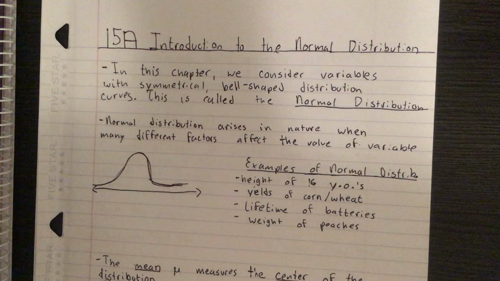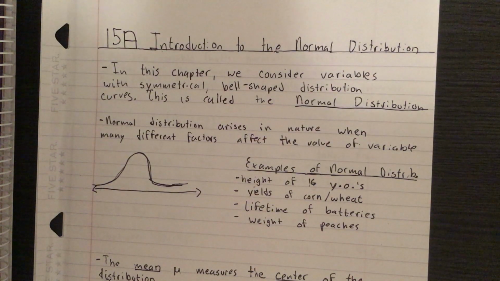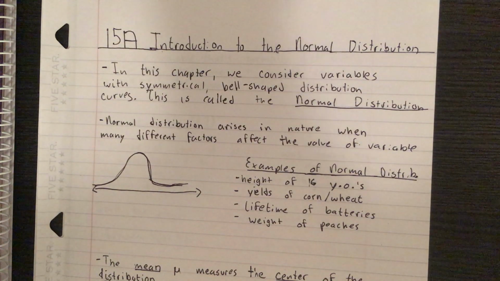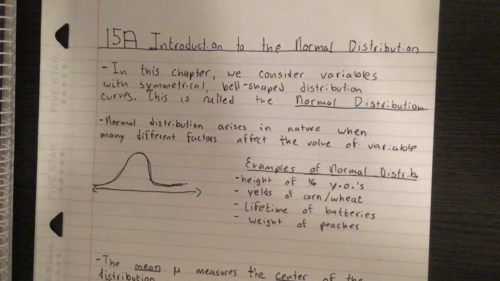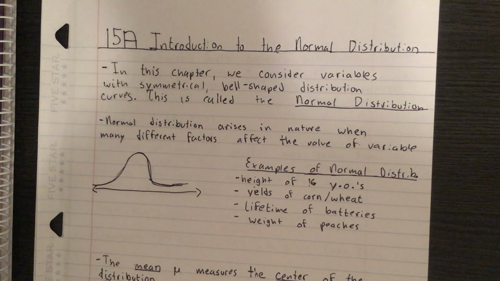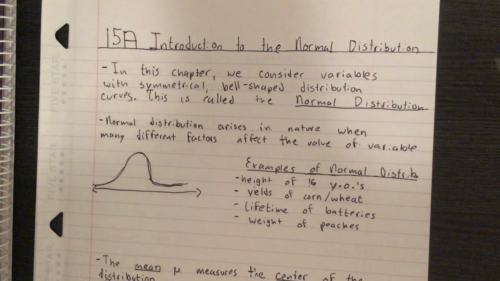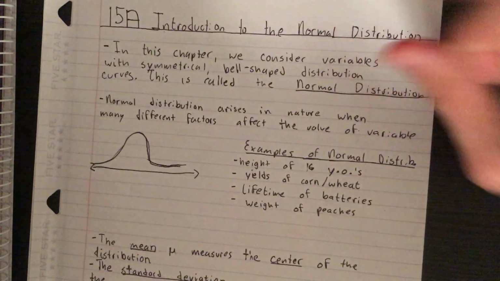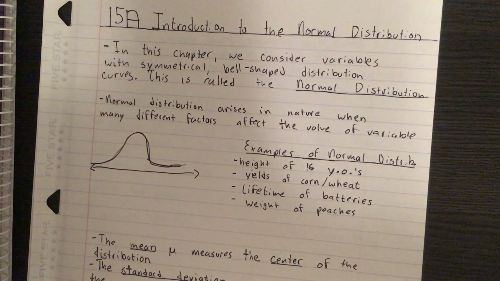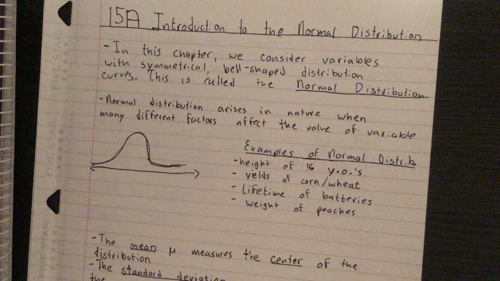Now, the reason that we're going to be talking about normal distributions is that they are very, very common distributions that we see in life. Basically, normal distributions occur when many different factors affect the value of a specific variable. So some examples of normal distributions here. We've got the height of 16-year-olds. There are a lot of variables that could affect the height of a 16-year-old.